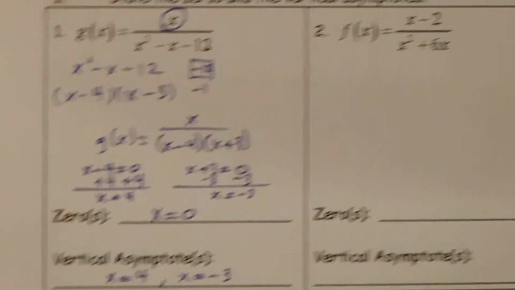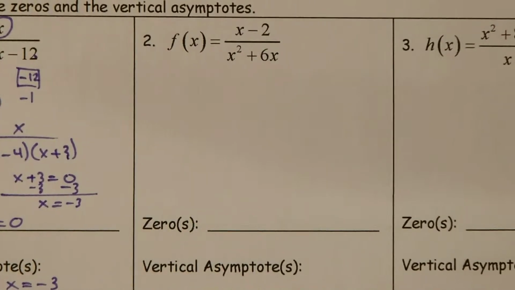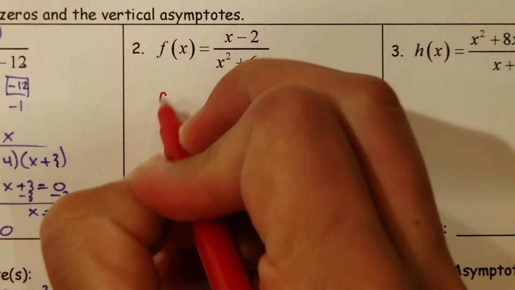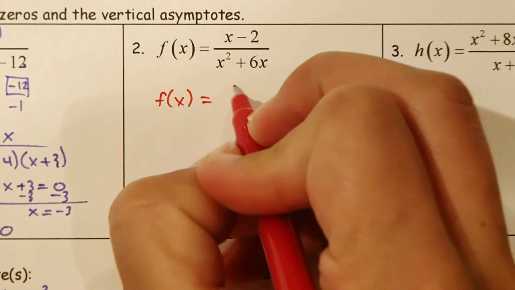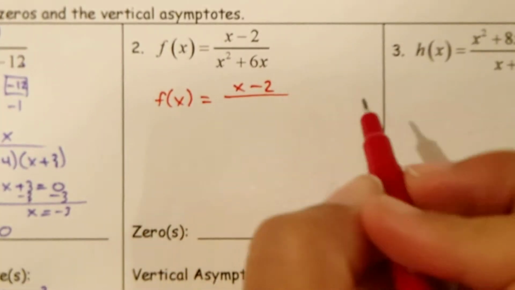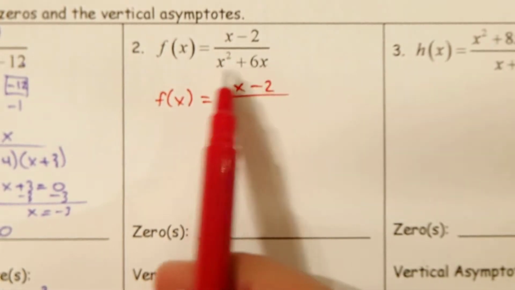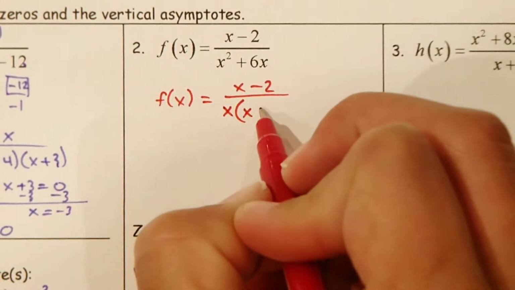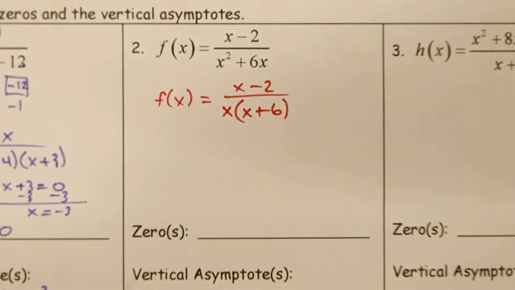Look at the second one. Number 2. F of x equals x minus 2 over x squared plus 6x. So first thing we want to do is factor that denominator. So we have f of x equals x minus 2 over, and we see a GCF of an x here that they have in common. So we're going to take an x out, leaving an x plus 6 in the denominator.